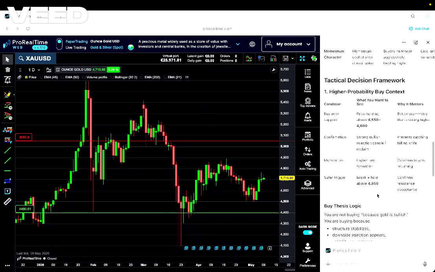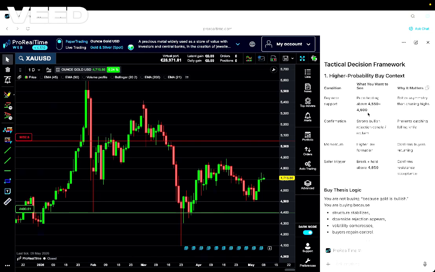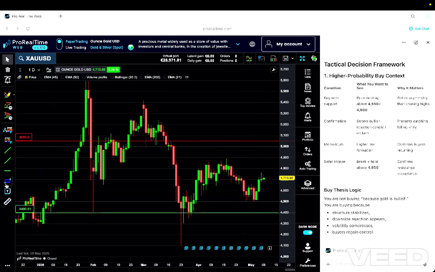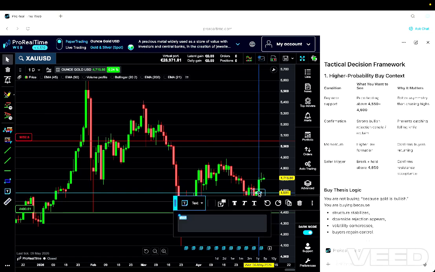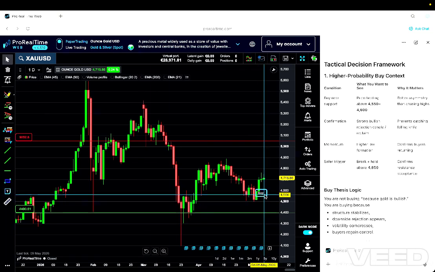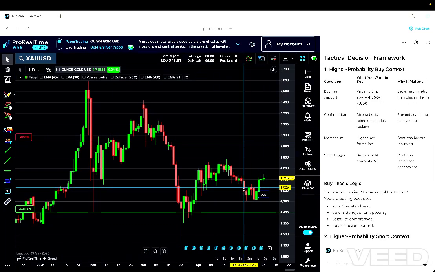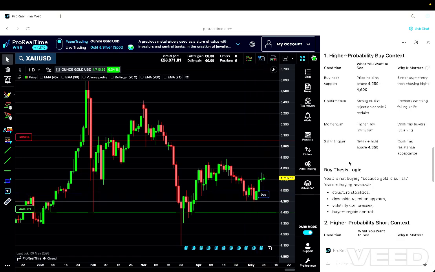And then it has also given me a high probability buy context at 4,550 to 4,600. So it's looking at this area as a buy area. This must be R1, or level 1 resistance. This is the buy area it is suggesting. And what it is also saying is that the safe trigger is a break and hold above 4,850, which confirms resistance acceptance. Momentum confirms the buy, a returning, strong bullish rejection candle. So I need price holding above this level. If price is holding above this, then this is a good buy entry.